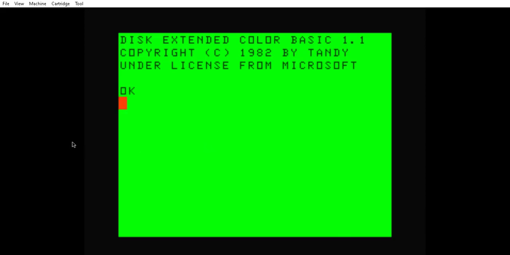Hello there. I want to show you how to factor a quadratic equation when it's equal to 0. So it would be ax squared plus bx plus c equals 0. That's the form, and we can use the TRS-80 to do this.